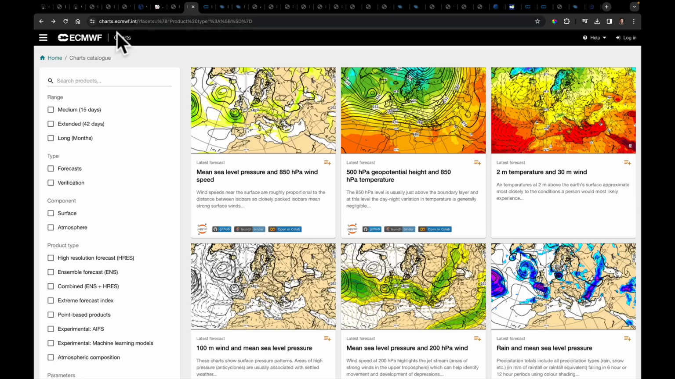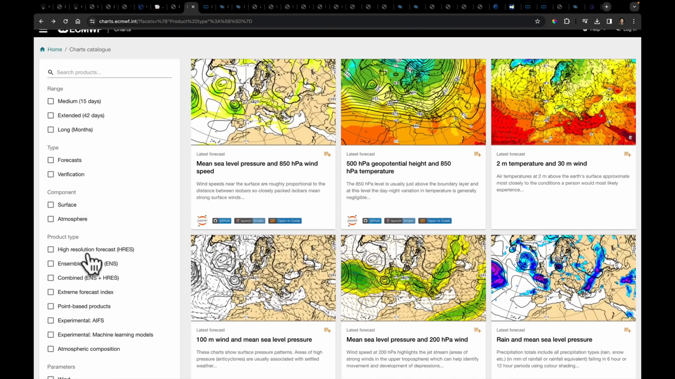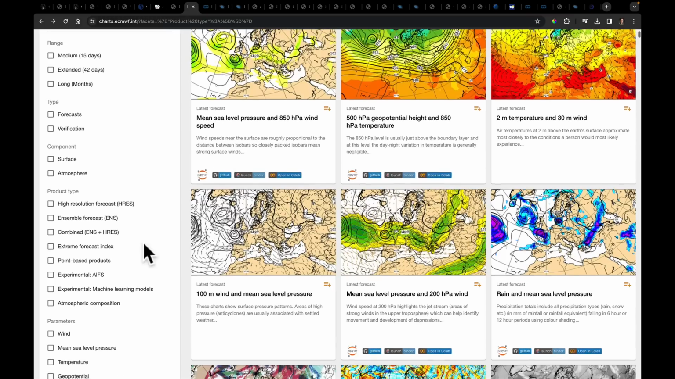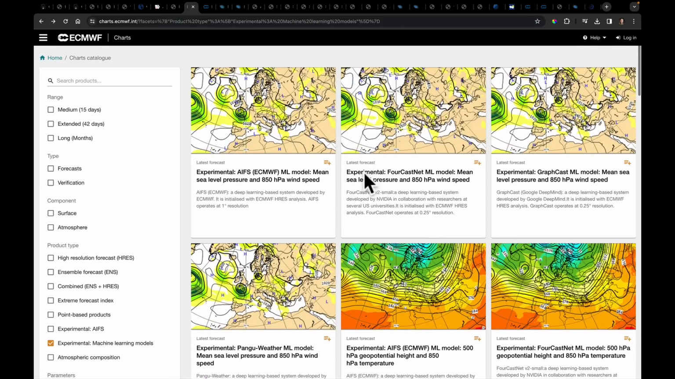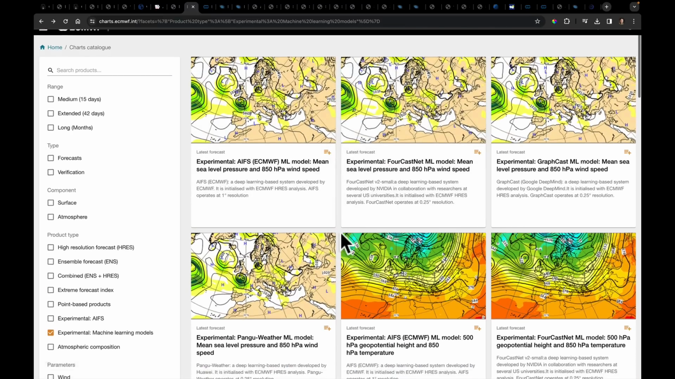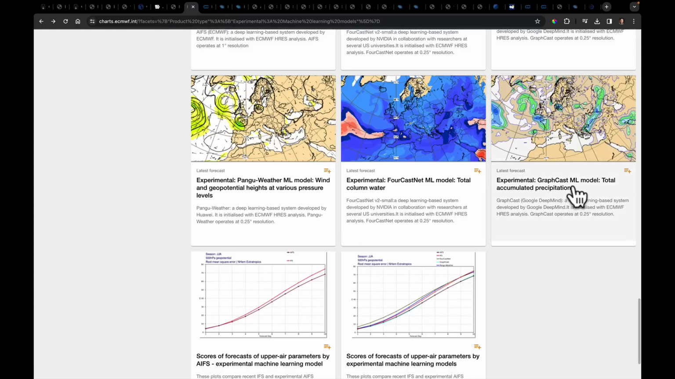So here's where I want you to go: charts.ecmwf.int. When you get here, you have a menu on the left that you can use to narrow down what you're looking for. What I want you to do is come down here and click on Experimental Machine Learning Models, and that'll redistribute the thumbnails over here on the right. Now, what I'm interested in today, you can look at all the titles if you want, but just scroll down to the bottom, and I want you to find this one right here. This would be the total accumulated precipitation.